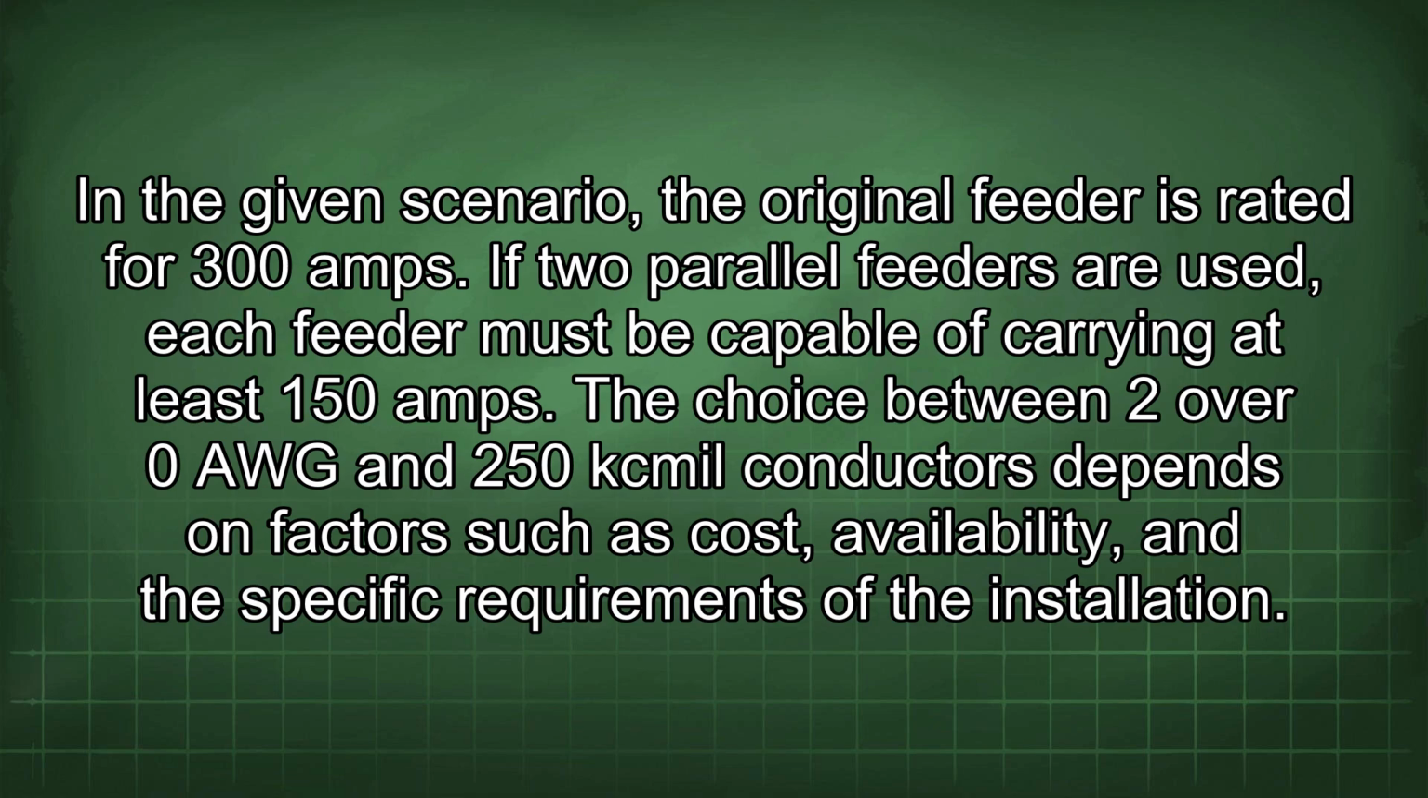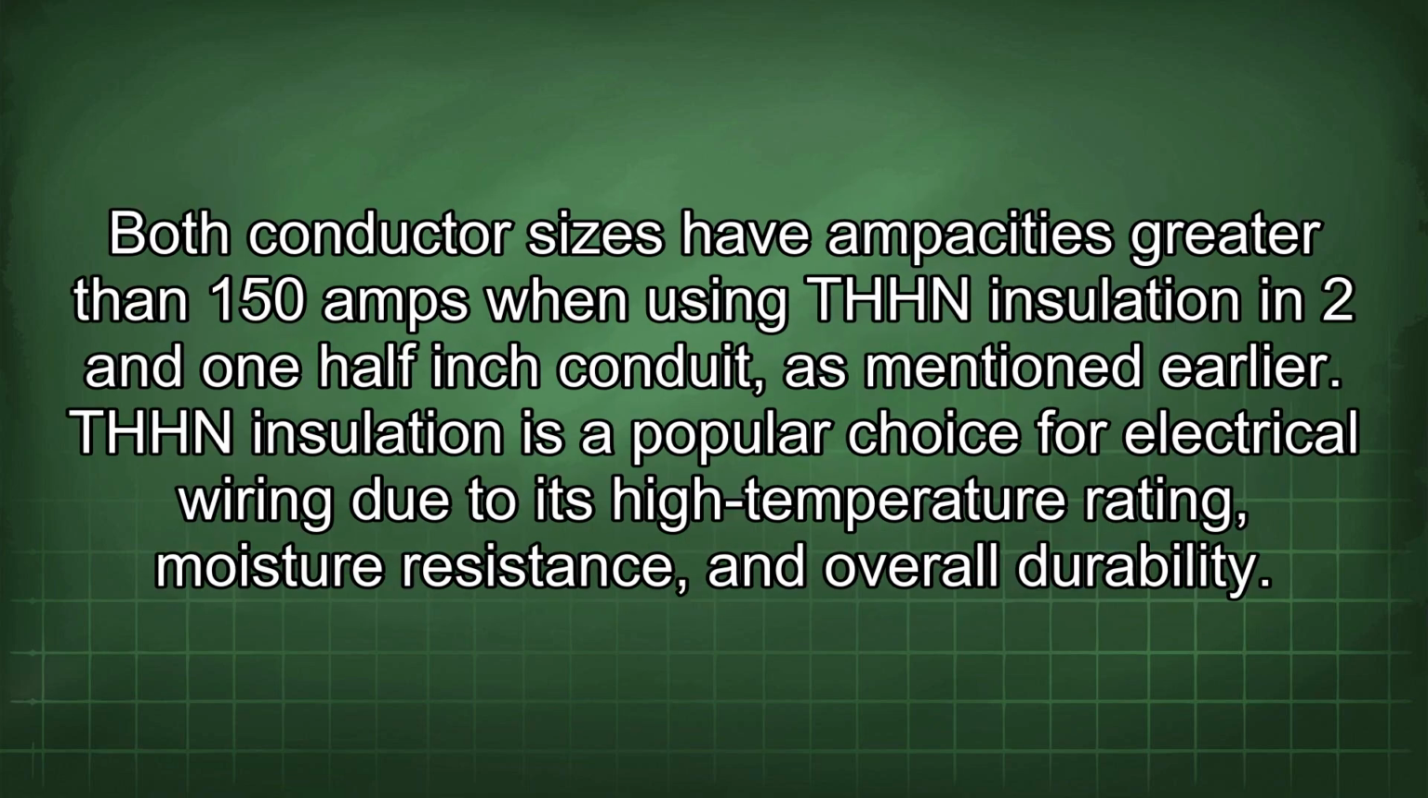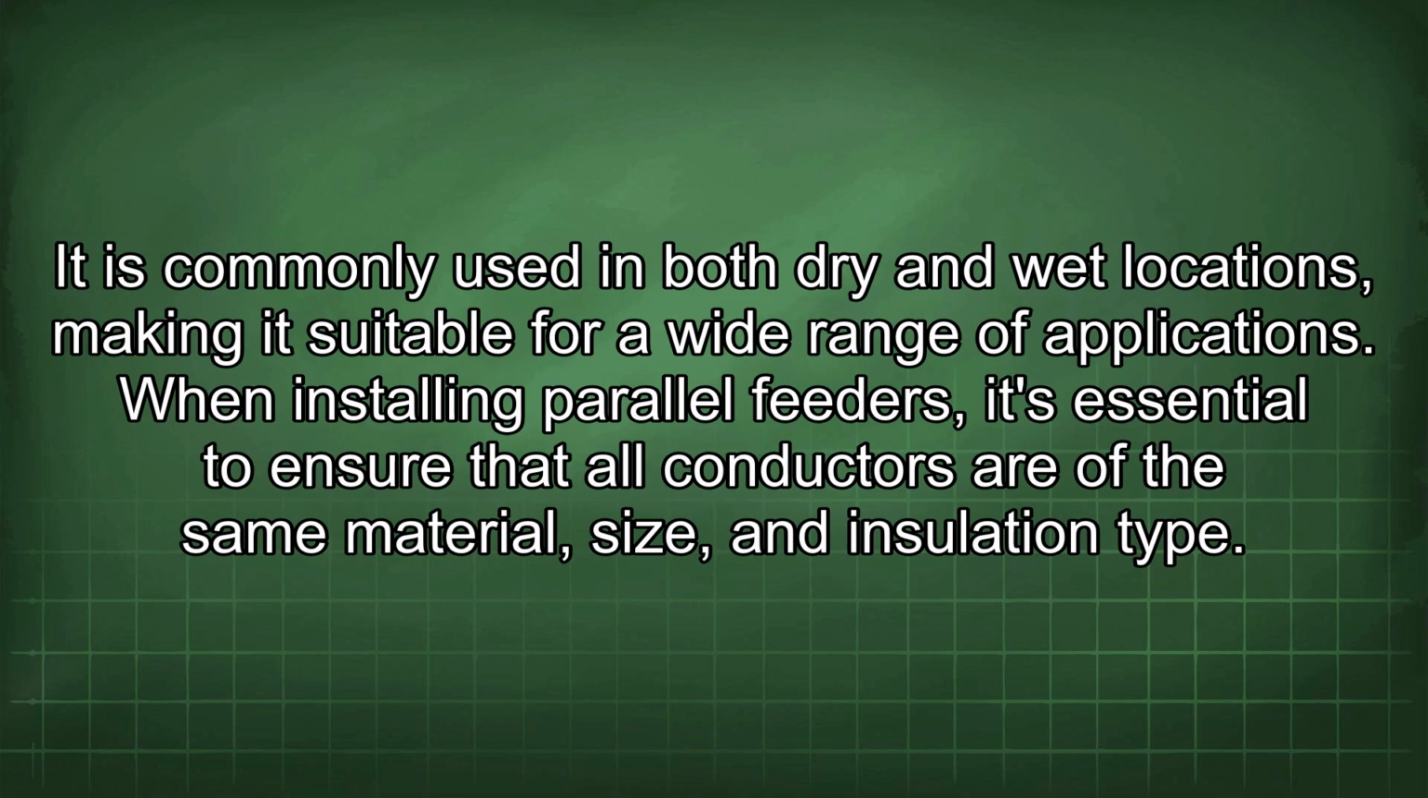The choice between 2/0 AWG and 250 kcmil conductors depends on factors such as cost, availability, and the specific requirements of the installation. Both conductor sizes have ampacities greater than 150 amps when using THHN insulation in 2 1/2 inch conduit, as mentioned earlier. THHN insulation is a popular choice for electrical wiring due to its high temperature rating, moisture resistance, and overall durability. It is commonly used in both dry and wet locations, making it suitable for a wide range of applications.